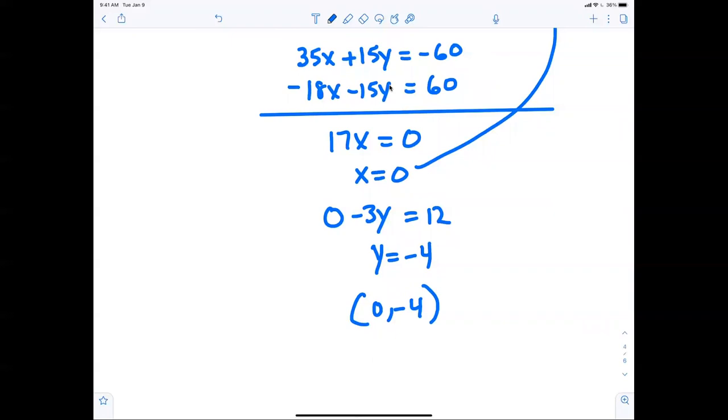If I were to graph those lines, they would be straight and they would intersect at 0, -4. Is everybody okay with that? That's easy. That's what we're finding. Instead of graphing them, we have a different technique.